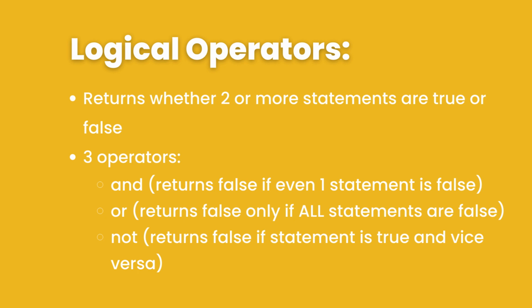The first logical operator, and, returns true if both the statements are true, and it returns false if even one statement is false. Or returns true if one or more of the statements is true. It only returns false if all of the statements are false. And lastly, for the operator not, if the statement is false, then it returns true. And if the statement is true, then it returns false.